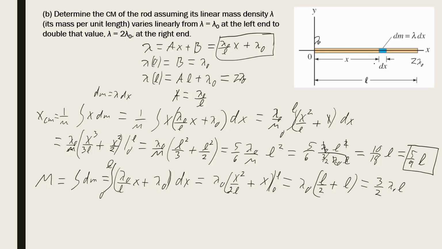guy with linear density, not uniform density. It's going to be slightly towards this end, which we would expect. That's the more dense, that's a heavier end, so it moves away from the middle of the rod just a little bit.